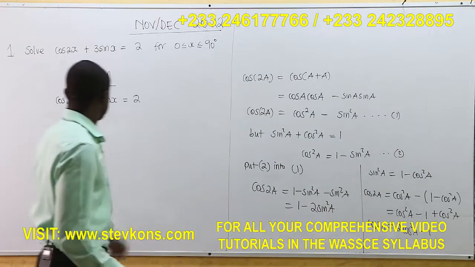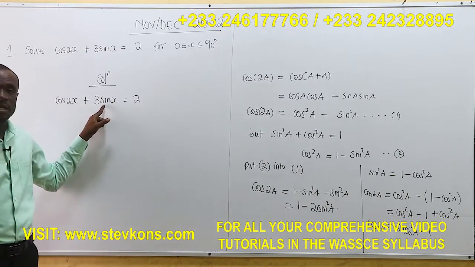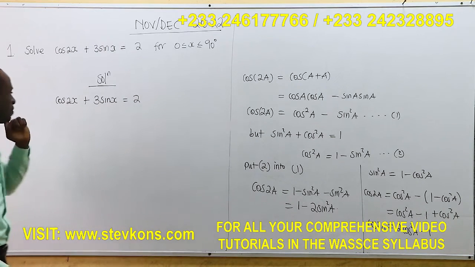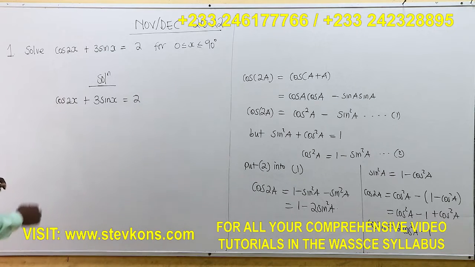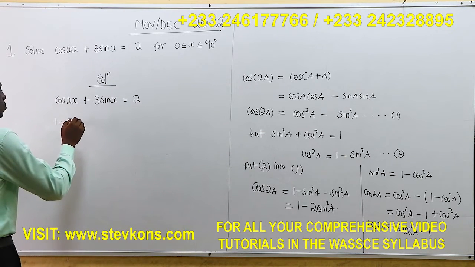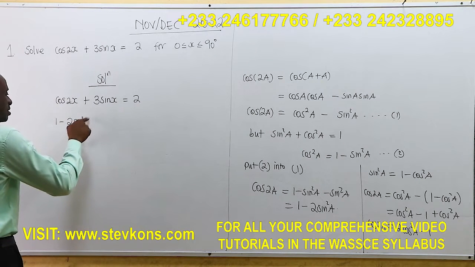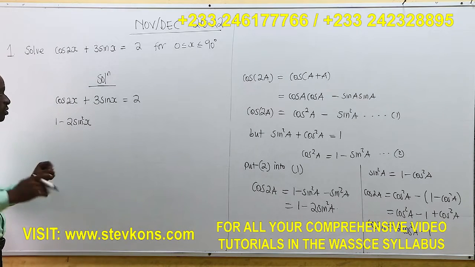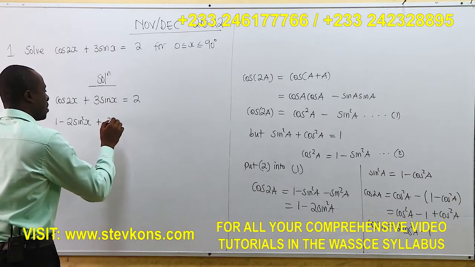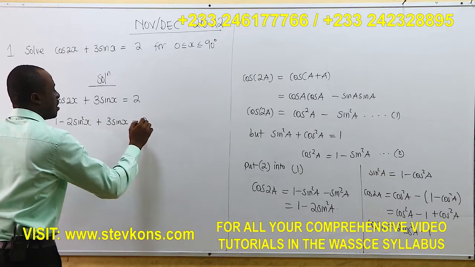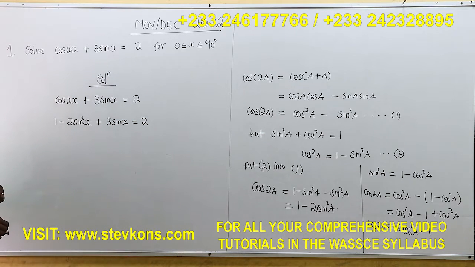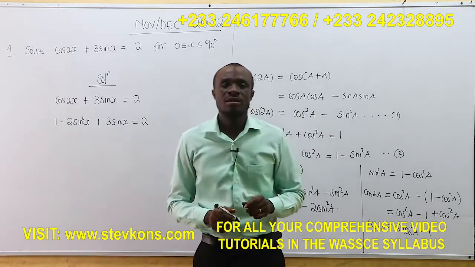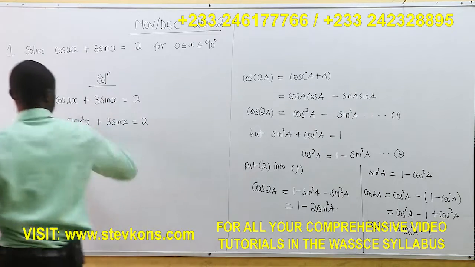So what we have here, because this is sine x, it is better for us to put it in terms of sine. So cos 2x in terms of sine is the same as 1 minus 2 sine square x. You can just quote it without proving it. Plus 3 sine x, and this is equal to 2. Clearly we are getting a quadratic equation. So let's put it in the form ax squared plus bx plus c equals 0. So let's put everything to this side.